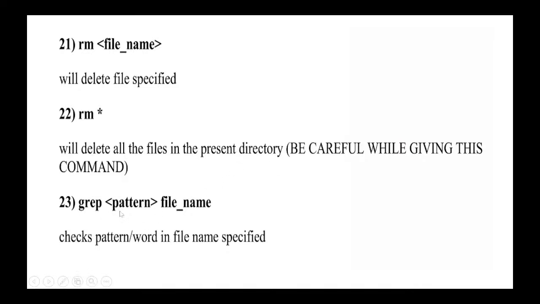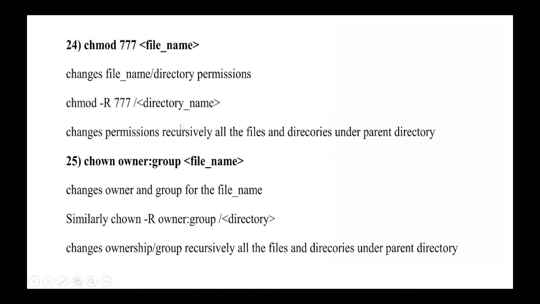Grep pattern file name checks for the pattern word in the specified file. And the 24th one is chmod 777 file name, which changes the file or directory permissions.